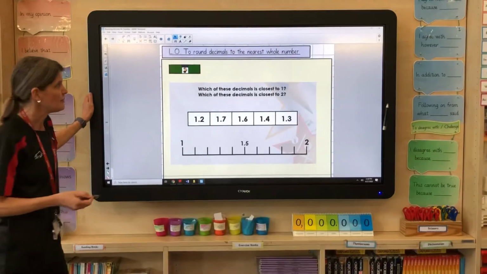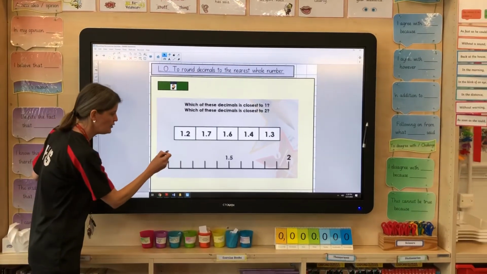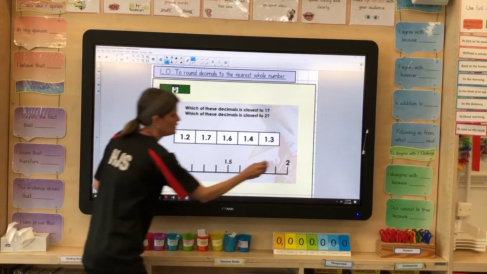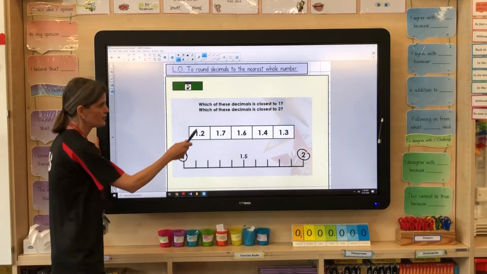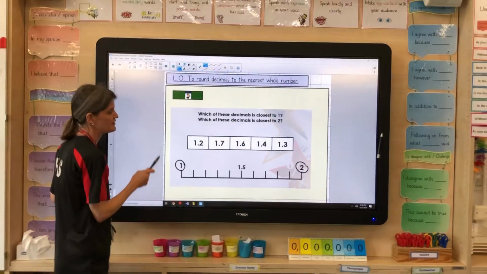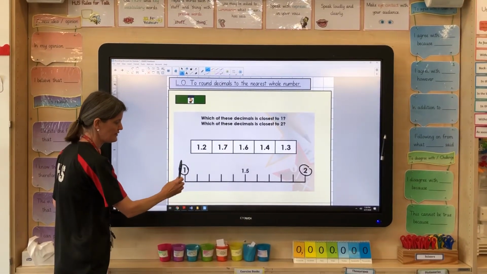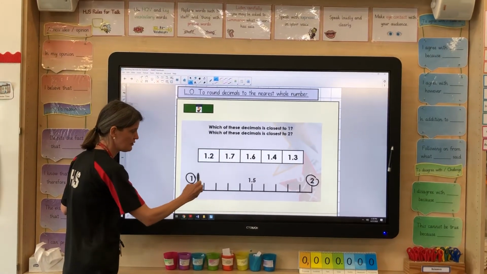In today's lesson though, we're thinking about how to round decimals to the nearest whole number. So we've got our whole numbers either side. We've got 1 whole and we've got 2. And then 1.5 cuts it midway. So the first thing I'm being asked is which of these decimals is closest to 1? Well, here's 1.2, and if I was to count on in tenths, 1, 1.1, 1.2, I can see that 1.2 is closer to 1.